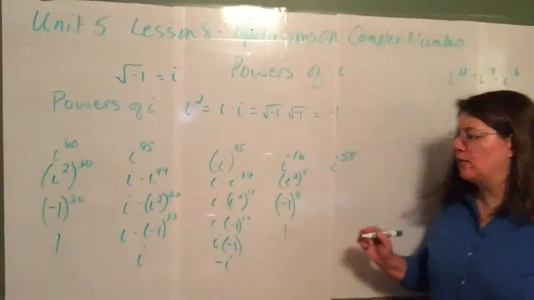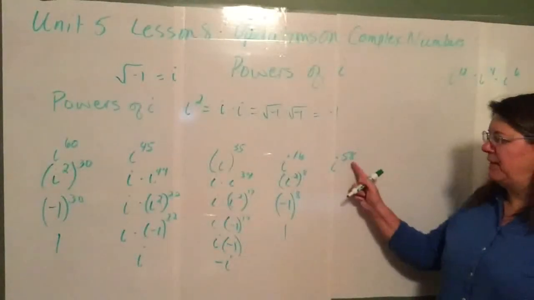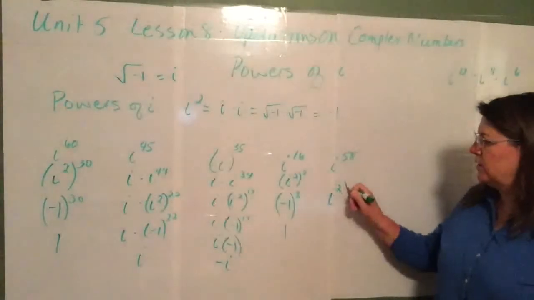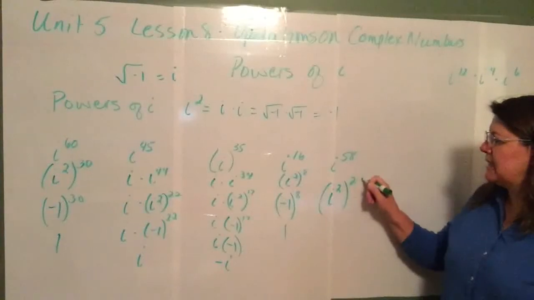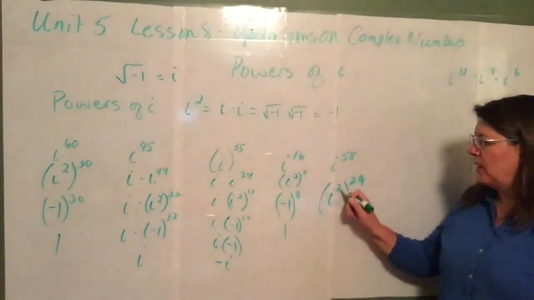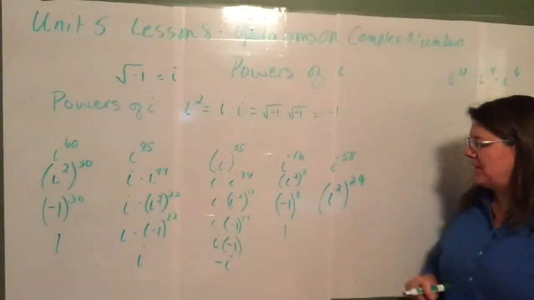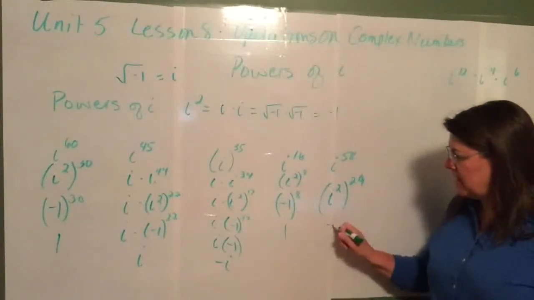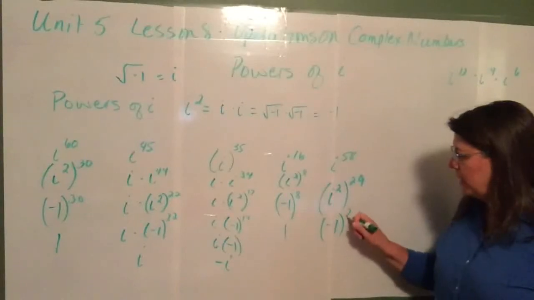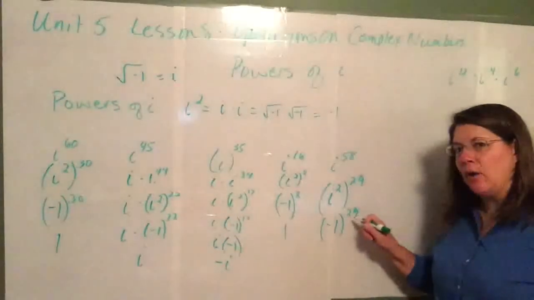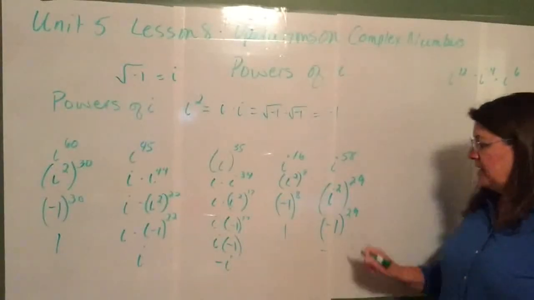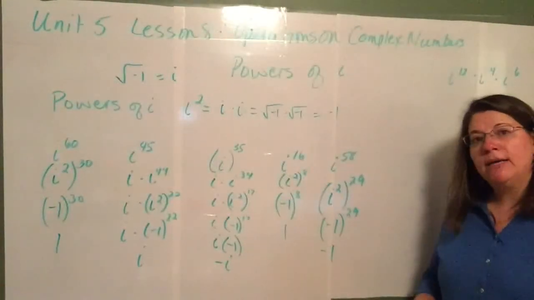Okay, so looking at this one, i to the 58th, 58 is an even number, so that's the same as having i squared to the 29th power. 2 times 29 is 58. So if we do that, i squared is negative 1, and a negative number to an odd power will be a negative, so it's going to be negative 1.